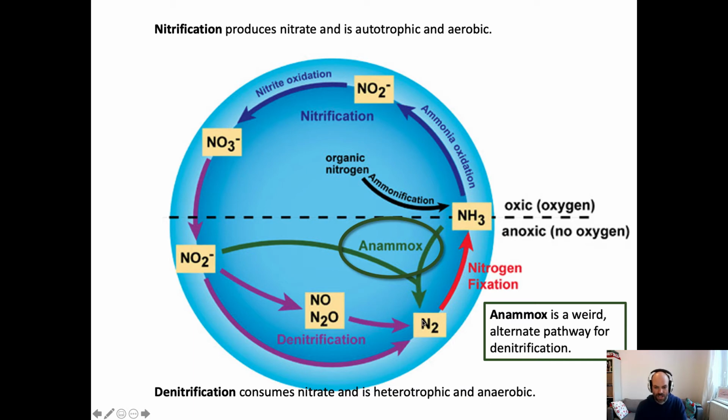So you can think of it as an alternate and also very weird pathway for denitrification. It is not denitrification, it has a different name, but it also produces N2 starting from nitrate, so it has similarities to denitrification. And for the next few slides, I'm going to compare and contrast anammox and denitrification and really dig into this in some detail.